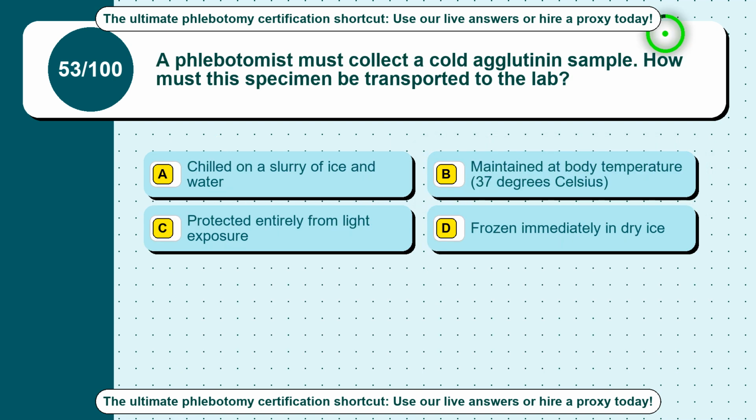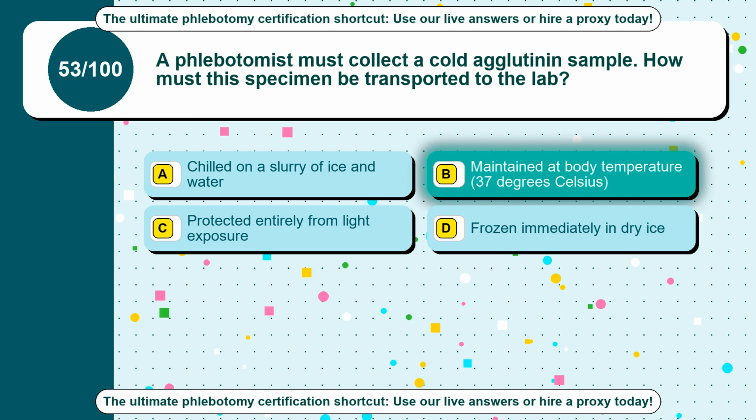Question 53. A phlebotomist must collect a cold agglutinin sample. How must this specimen be transported to the lab? Option A. Chilled on a slurry of ice and water. Option B. Maintained at body temperature, 37 degrees Celsius. Option C. Protected entirely from light exposure. Option D. Frozen immediately in dry ice.